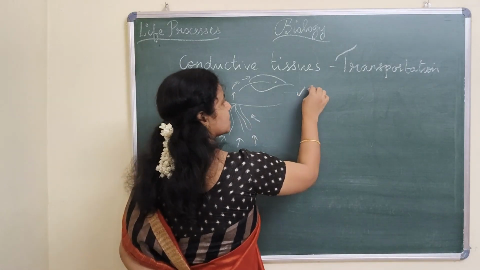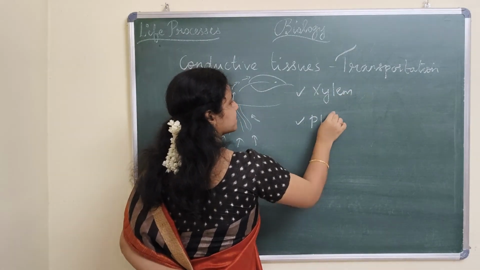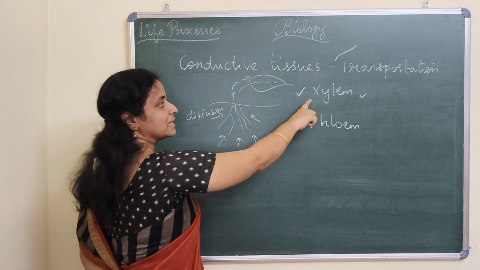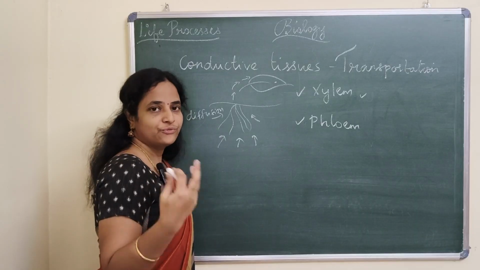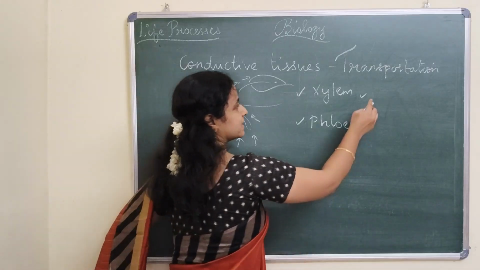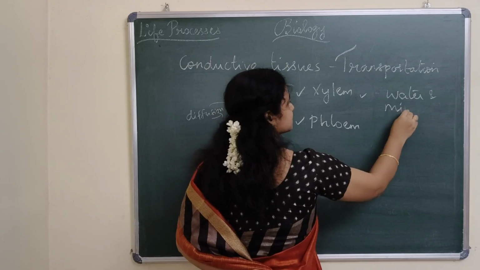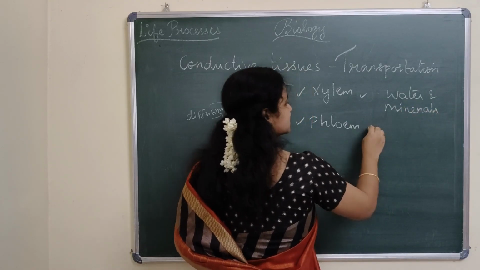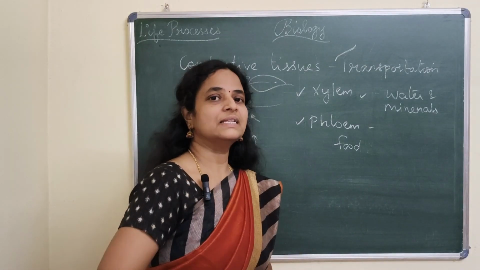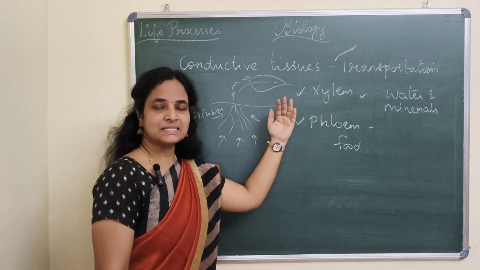So conductive tissues include xylem and phloem. So first we'll discuss xylem. The plant conducts water as well as food. So xylem conducts water and minerals, whereas phloem conducts food. So we have various cells that play an important role in transportation in plants. Let us see one by one.